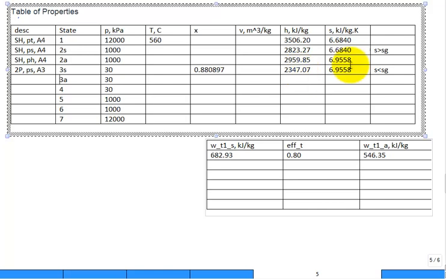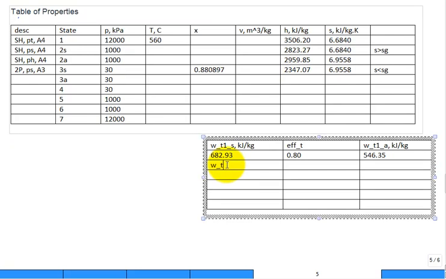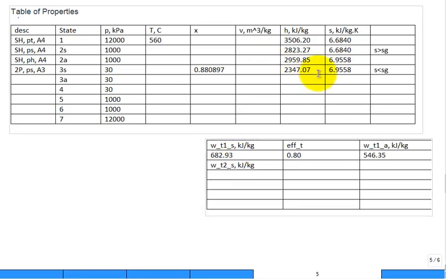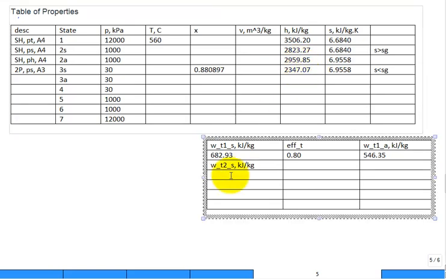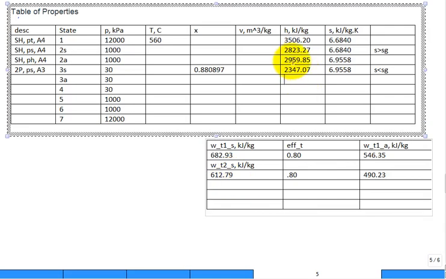All right. Well, you then come down and say, for our work of the second turbine, isentropic, in kilojoules per kilogram, what is that? Well, it's the difference between this enthalpy value and that enthalpy value. So these two enthalpy values, H2A and H3S, and we calculate 612.79. We have the same isentropic efficiency of 80%, so we find the actual work is 490.23. Very good. So you come up here, you take the 490.23, subtract it off the 59.85, and then you're left with, for the enthalpy at 3A, 2469.62.